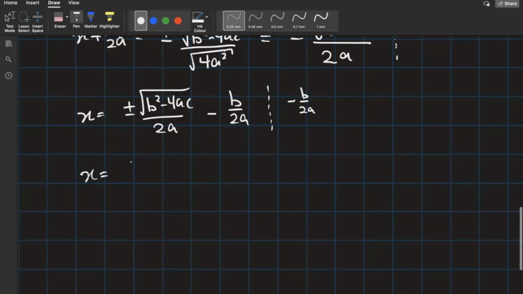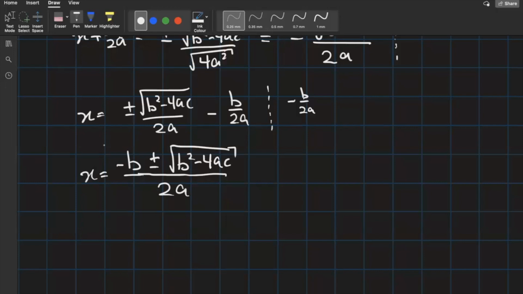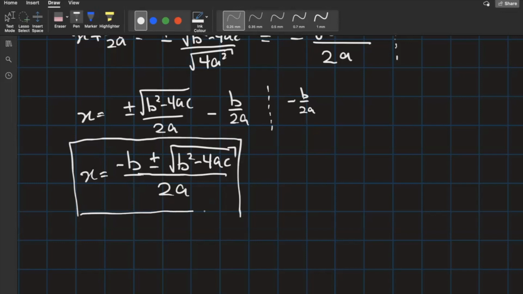x is equal to negative b on 2a. And let's combine the terms because they have a common denominator. Right? So what we actually have is negative b plus minus the square root of b squared minus 4ac, all divided by 2a, and this over here is our quadratic equation, and we've managed to derive that from scratch for ourselves.